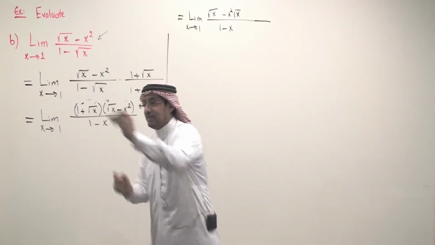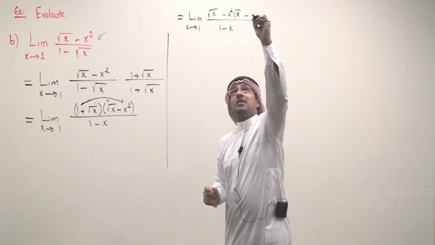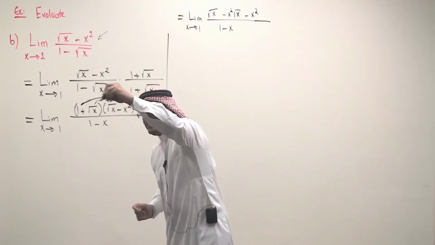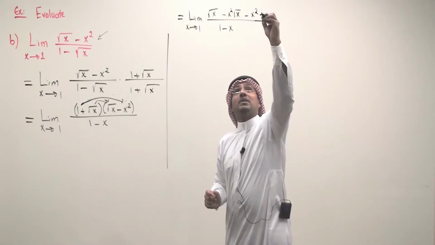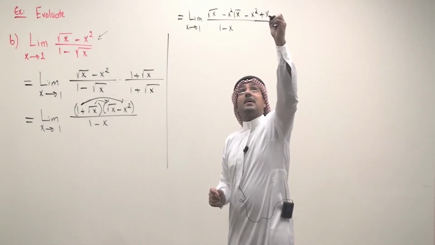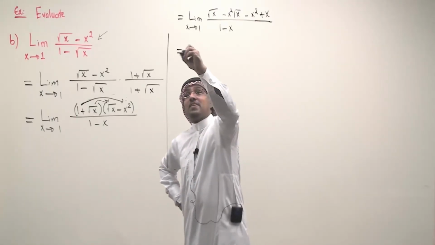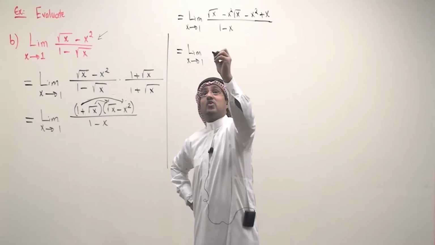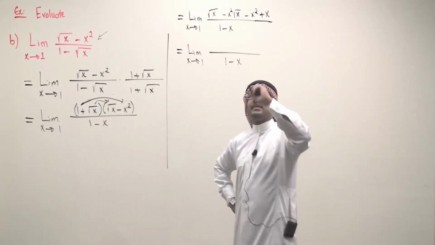1 times x squared, so it's going to be minus x squared. And the other one is root x times root x, so it will be plus x. Let's see here. There are some common factors. As x goes to 1, the denominator is 1 minus x.